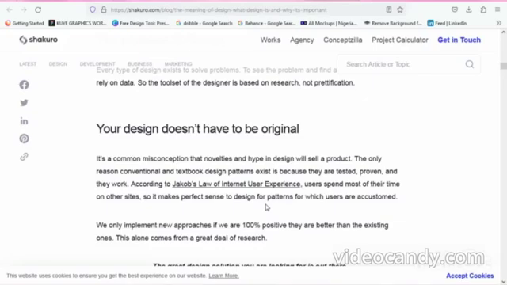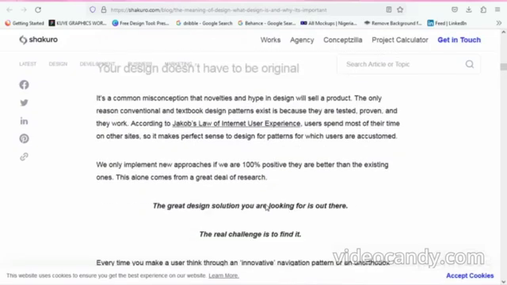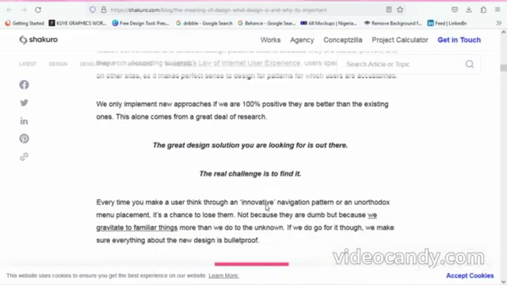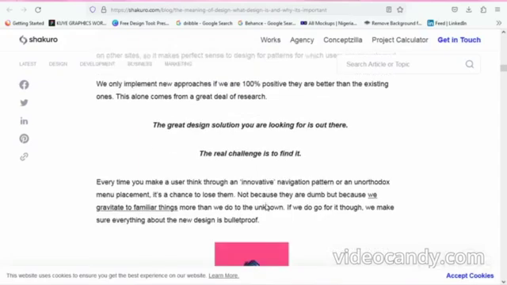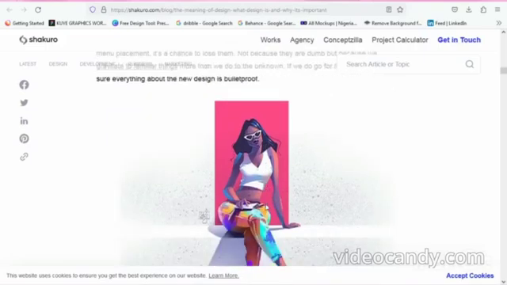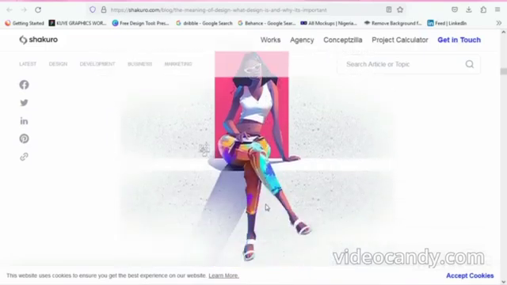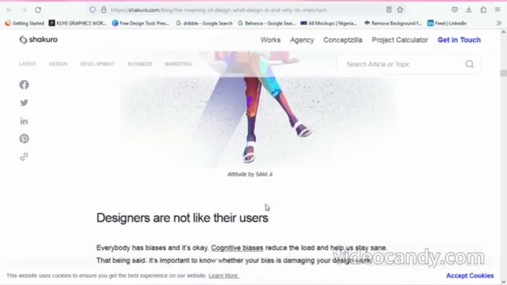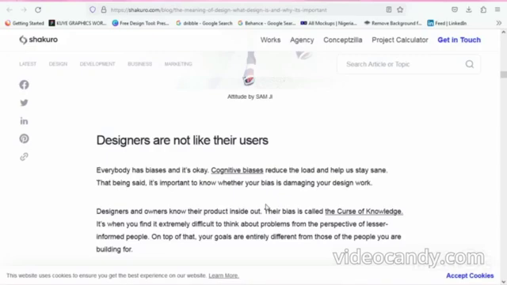But design is not just about that. What you are trying to do, someone else has done it. Nothing is new in this world, as they say. So your design doesn't have to be original. All you have to do is work on existing designs and make them better. That is exactly what makes your design creative. You just have to be creative with what is available. And designers are not like their users.